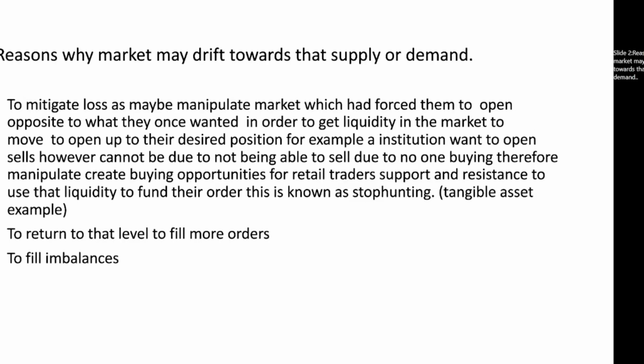Okay, next. This is a reason why the market may drift towards that supply and demand. Once the market creates the supply and demand, these institutions, banks and hedge funds create that order block. This is one reason: in order to mitigate losses, because when the market is manipulated, it forces them to open up the opposite of what they once wanted, in order to get liquidity in the market to open up to the desired position.